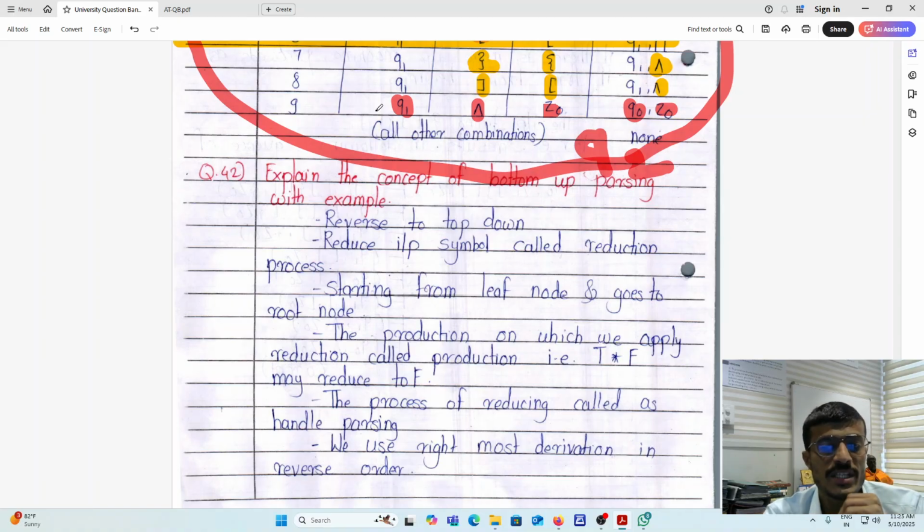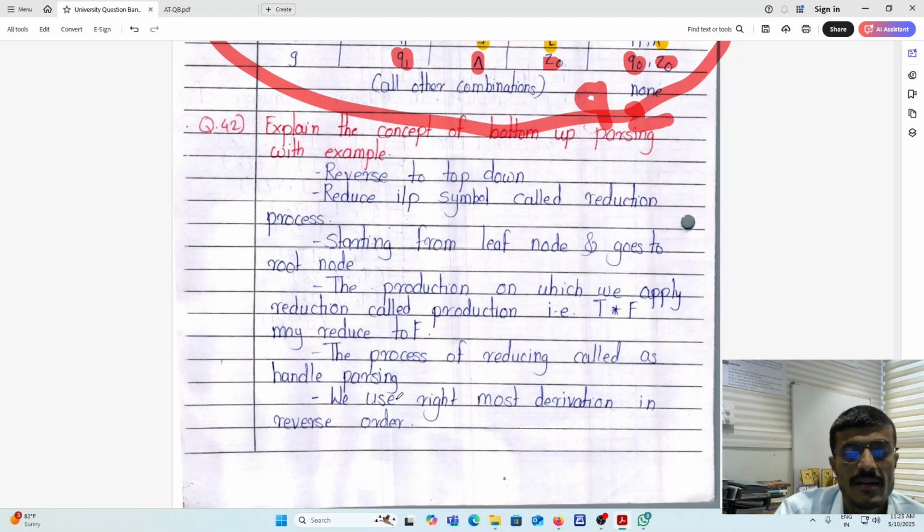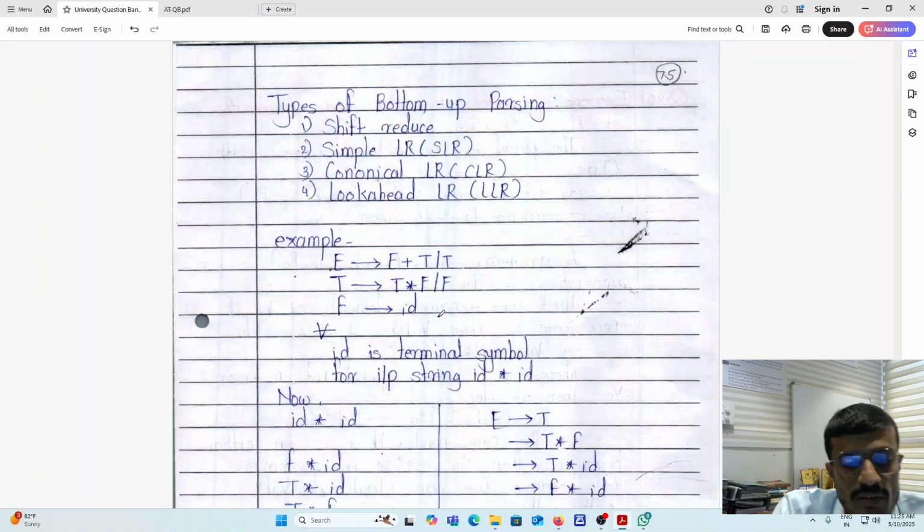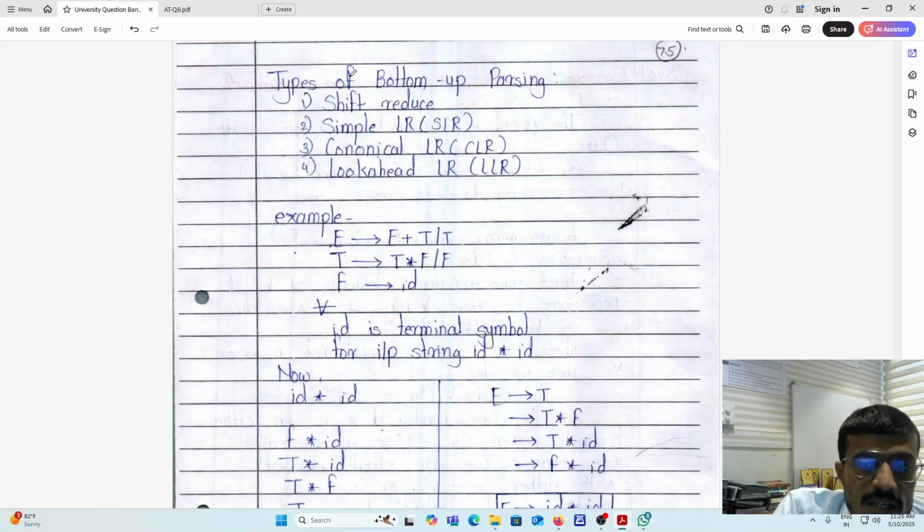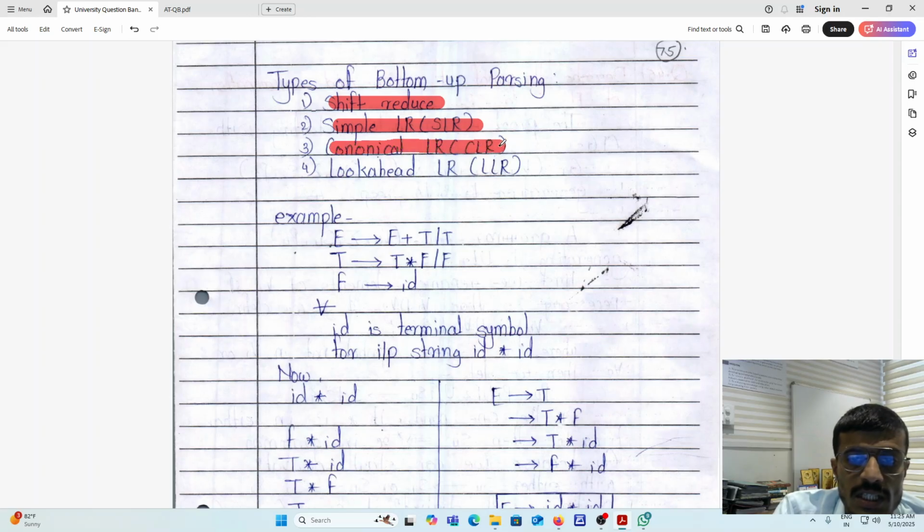The production on which we apply reduction, for example T star F may be reduced to F. This process of reducing is called handle pruning. We use rightmost derivation in reverse order. Fine. So types of bottom-up parsing: shift reduce is there, simple LR parsing is there, then canonical LR is there, then look ahead LR is there.